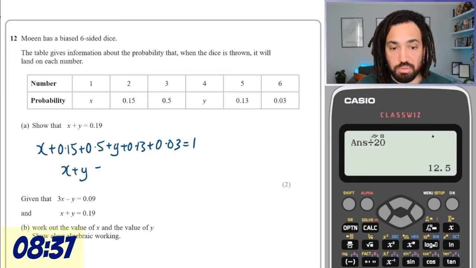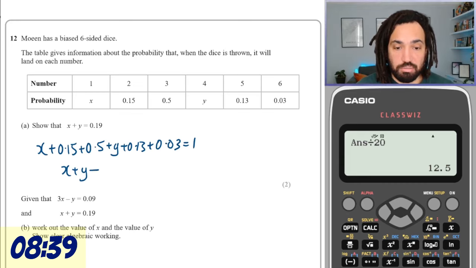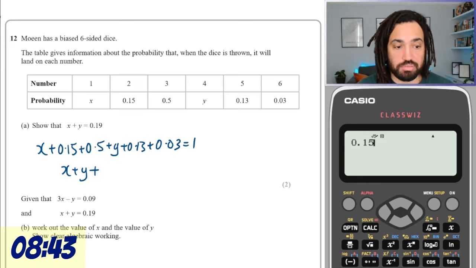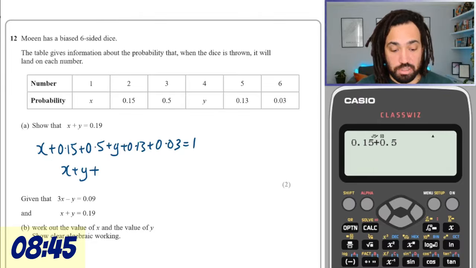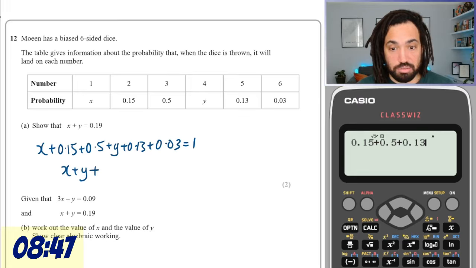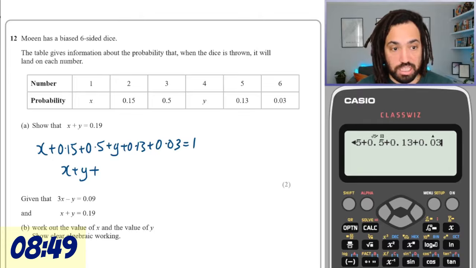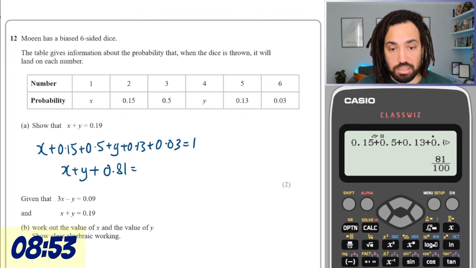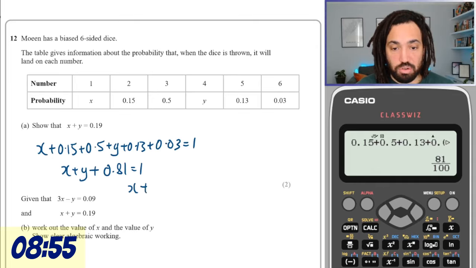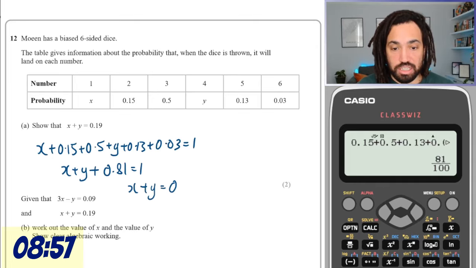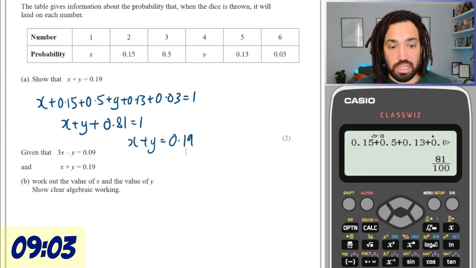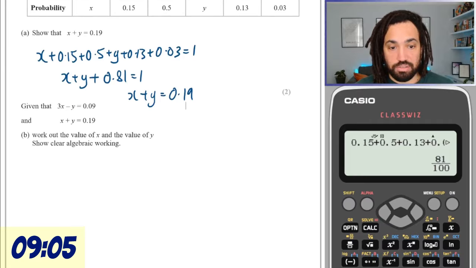So that's x plus y plus. So we need to add these things up. So it's 0.15. And we know this because in a probability table, of course, they always add up to 1. So that's 0.81 is equal to 1, so therefore when I subtract from both sides, I get 0.19. Perfect.